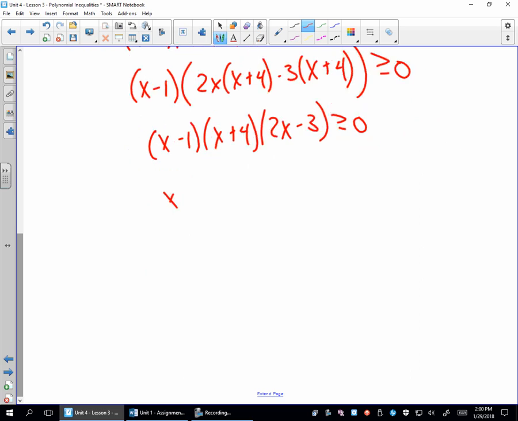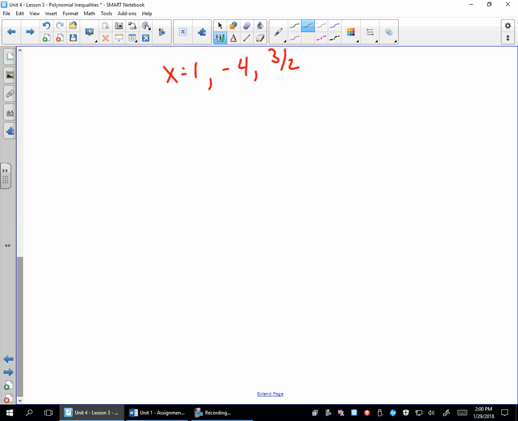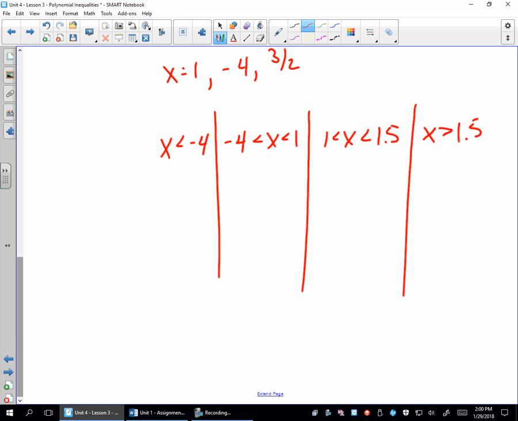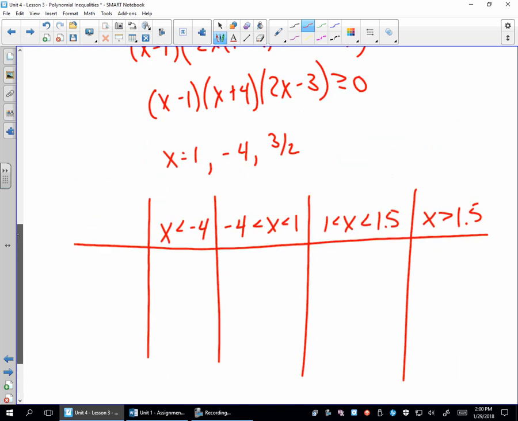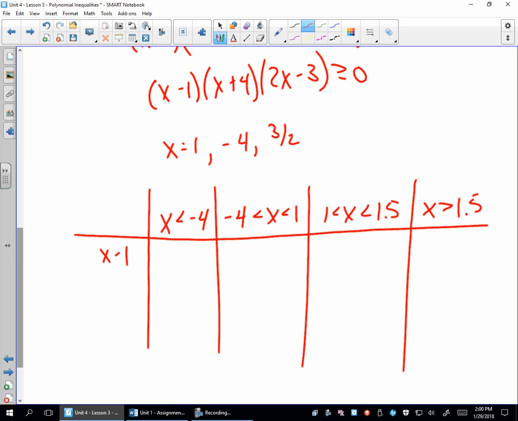There are zeros. 1, -4, and 3 halves, or 1.5. All right, leftmost. Less than -4, -4 to 1, 1 to 1.5, or 3 halves, and greater than 1.5. Our function, we may have some parts and pieces. What are our parts and pieces? X minus 1, x plus 4, 2x minus 3, function.